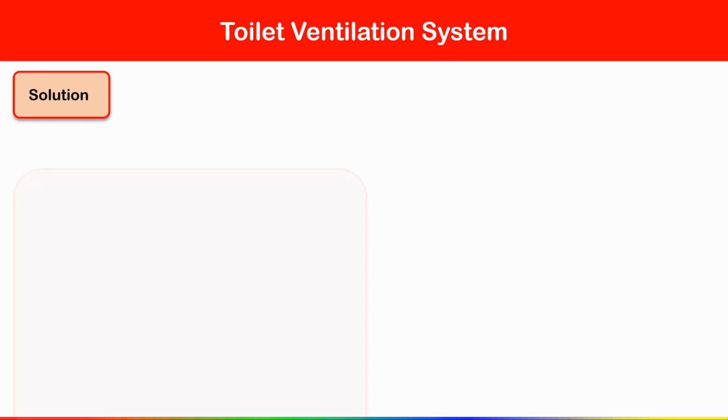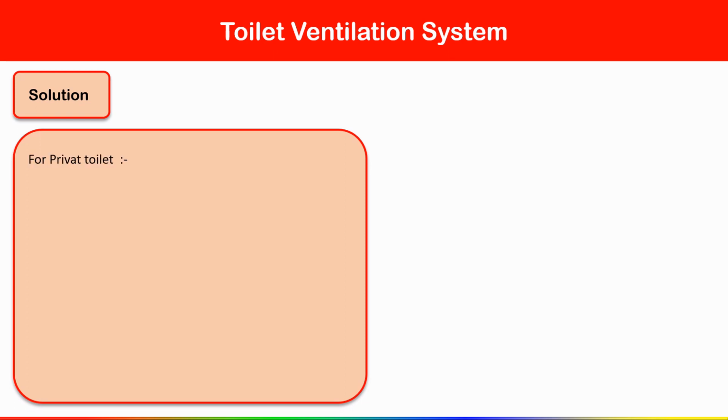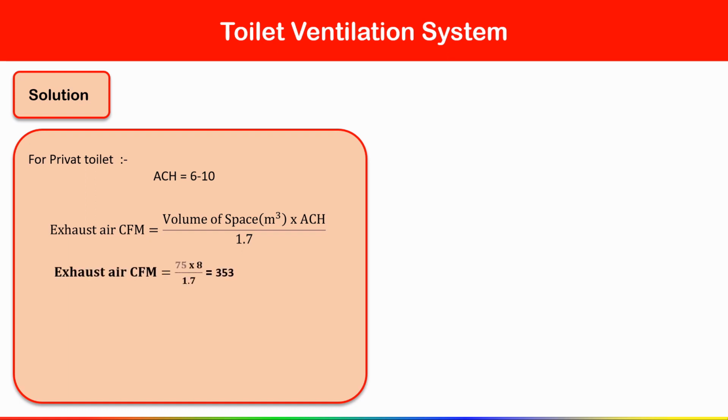Okay, now you can see here we are designing for a private toilet. For a private toilet, I have already shown you we have to maintain ACH of 6 to 10, meaning in 1 hour we have to change the air 6 to 10 times. Suppose I am assuming 8, an average ACH value, so we have to change the air 8 times. We have to put all these values in the exhaust air CFM formula.